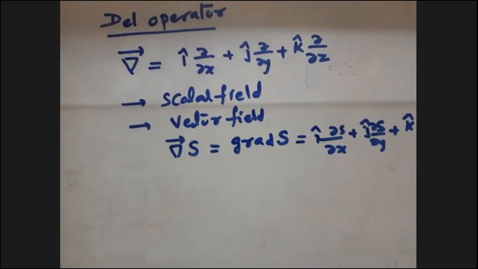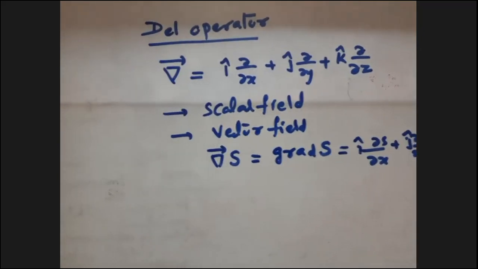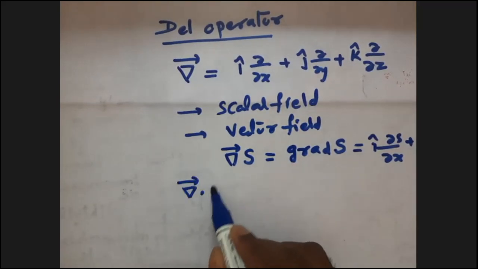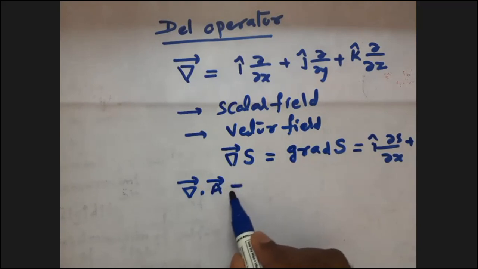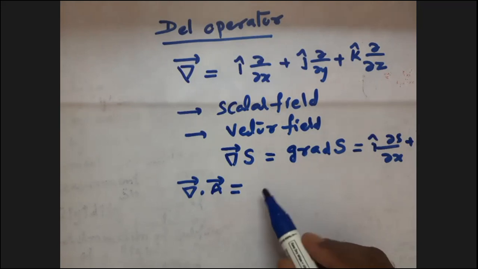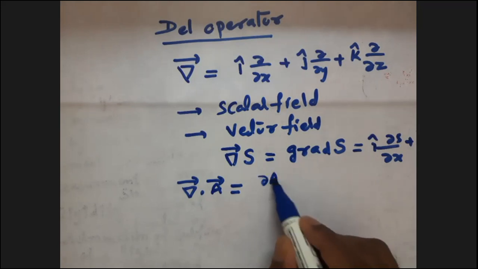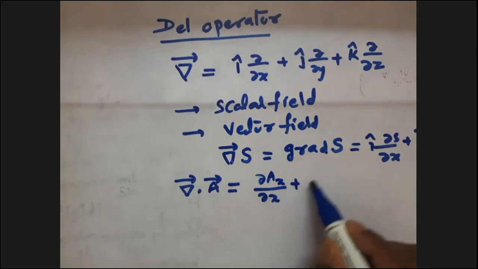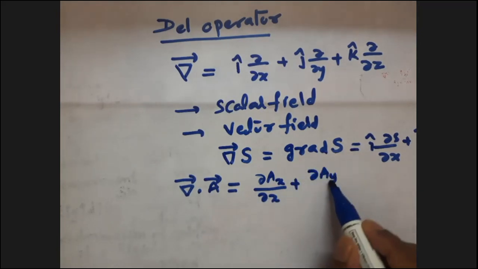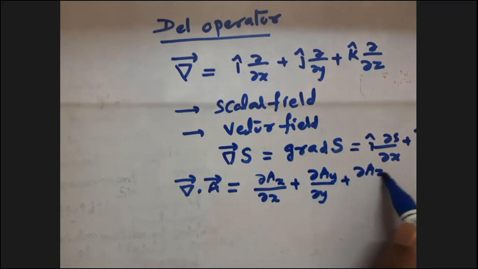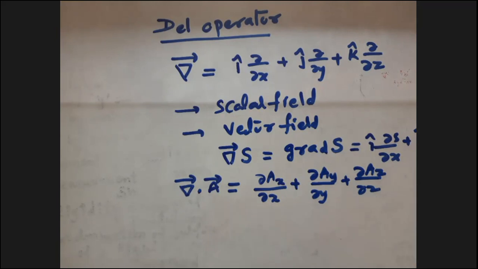If it is operated on a vector field, we write it as del bar dot a bar, where a bar is the vector field. This can be written as dou ax by dou x plus dou ay by dou y plus dou az by dou z.